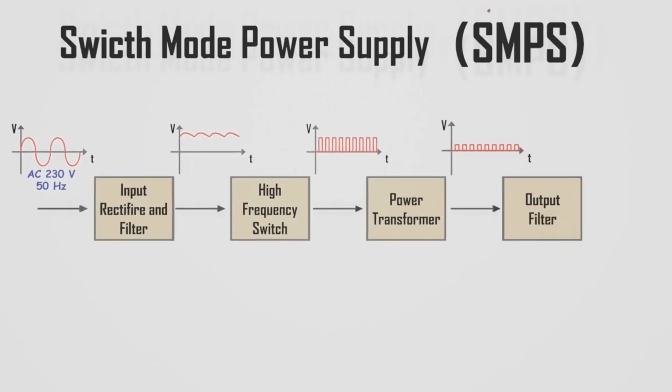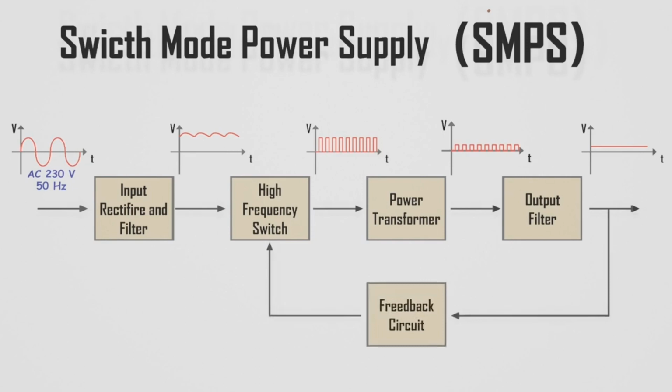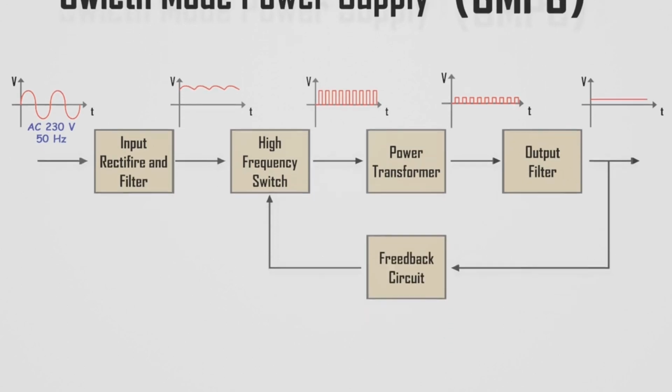Low-voltage DC is further provided as input to the output filter unit. This simply filters out the unwanted residuals from the signal in order to provide a regulated DC signal as the output. The feedback path and control circuits are used to control the output DC supply. Let's recap the key steps of this circuit's operation.